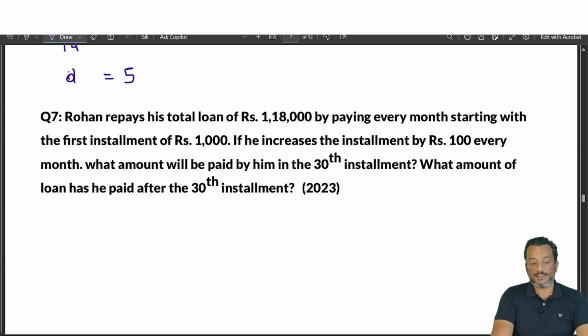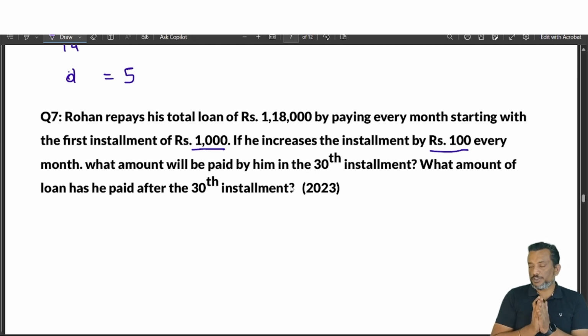Now coming again, this is an important question. This type of question comes a lot of times, so make sure you do not miss it. Read the question first. It is saying Rohan repays his total loan of 1,18,000 by paying every month, starting with the first installment of 1,000 rupees. If he increases the installment by 100 rupees every month, what amount will be paid by him in the 30th installment, and what amount of loan has he paid after the 30th installment?